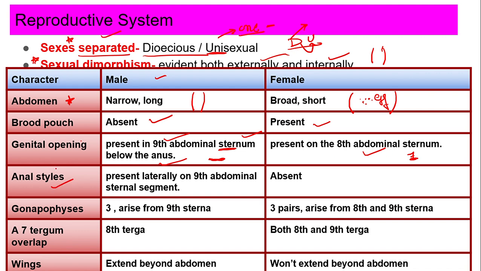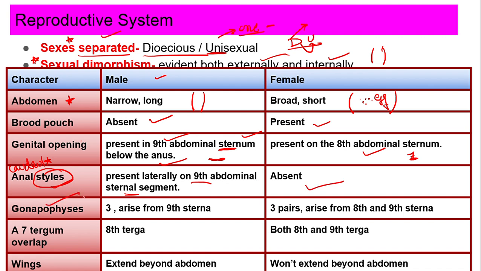Talking about the anal style, which styles are there? Anal style and cordial style. Don't get confused. Last time in NEET, cordial style was asked. So anal style and cordial style are both present in the male, on the ninth abdominal sternal segment, and they are absent in the female.